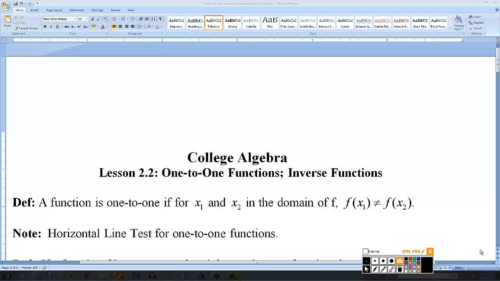In lesson 2.1, I went over the composite function. In lesson 2.2, I'm going to go over one-to-one functions and inverse functions.